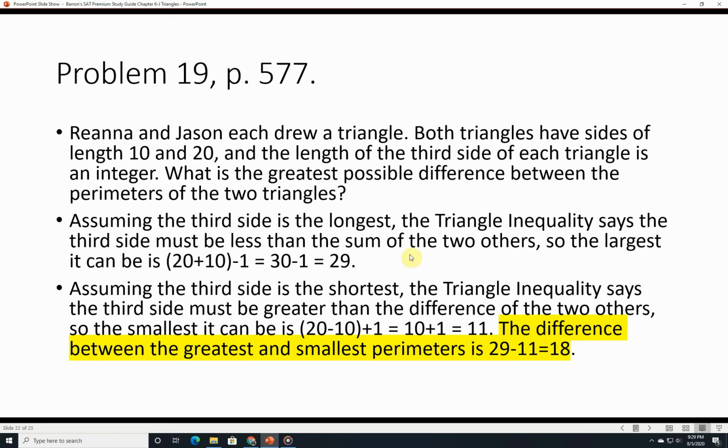So the third side must be less than the sum of the two others, so the largest it can be is 20 plus 10, because these two sides, minus 1, since they all have to be integers. So it's going to be 30 minus 1 equals 29.